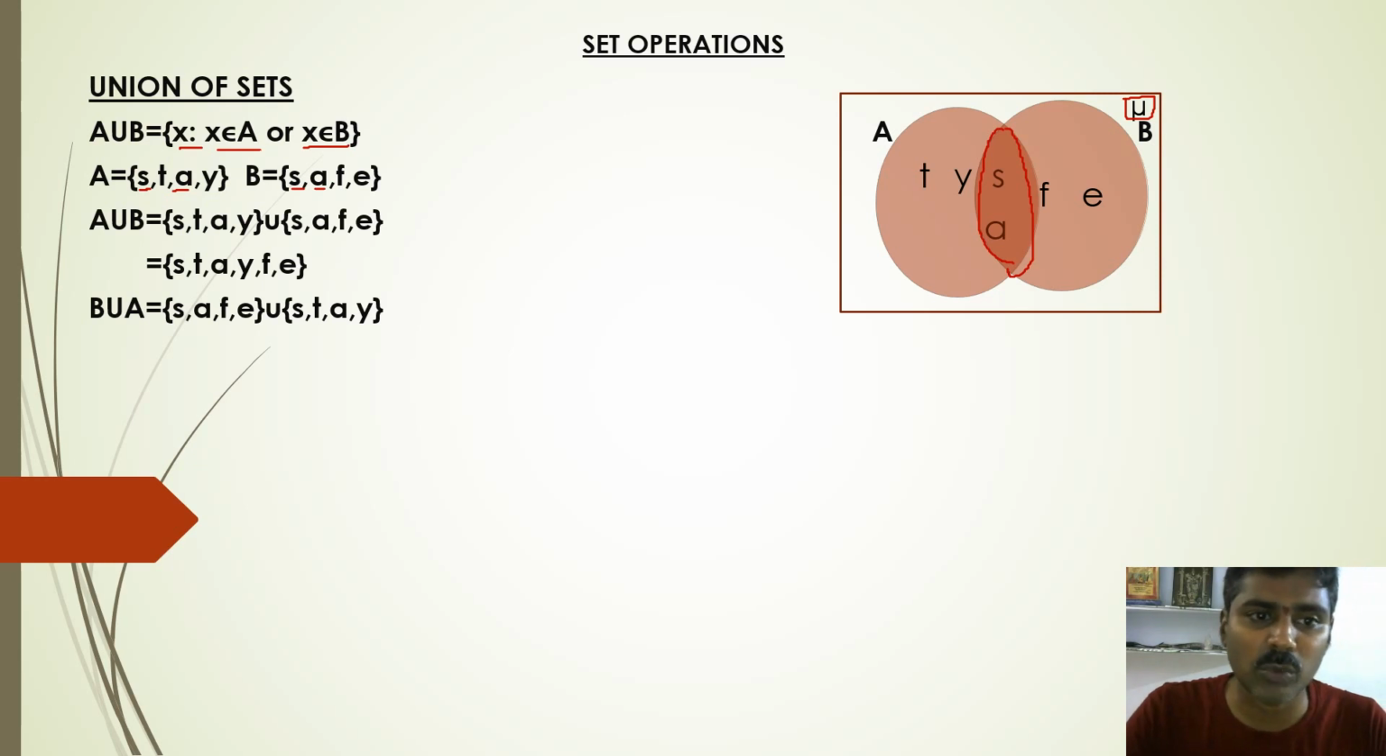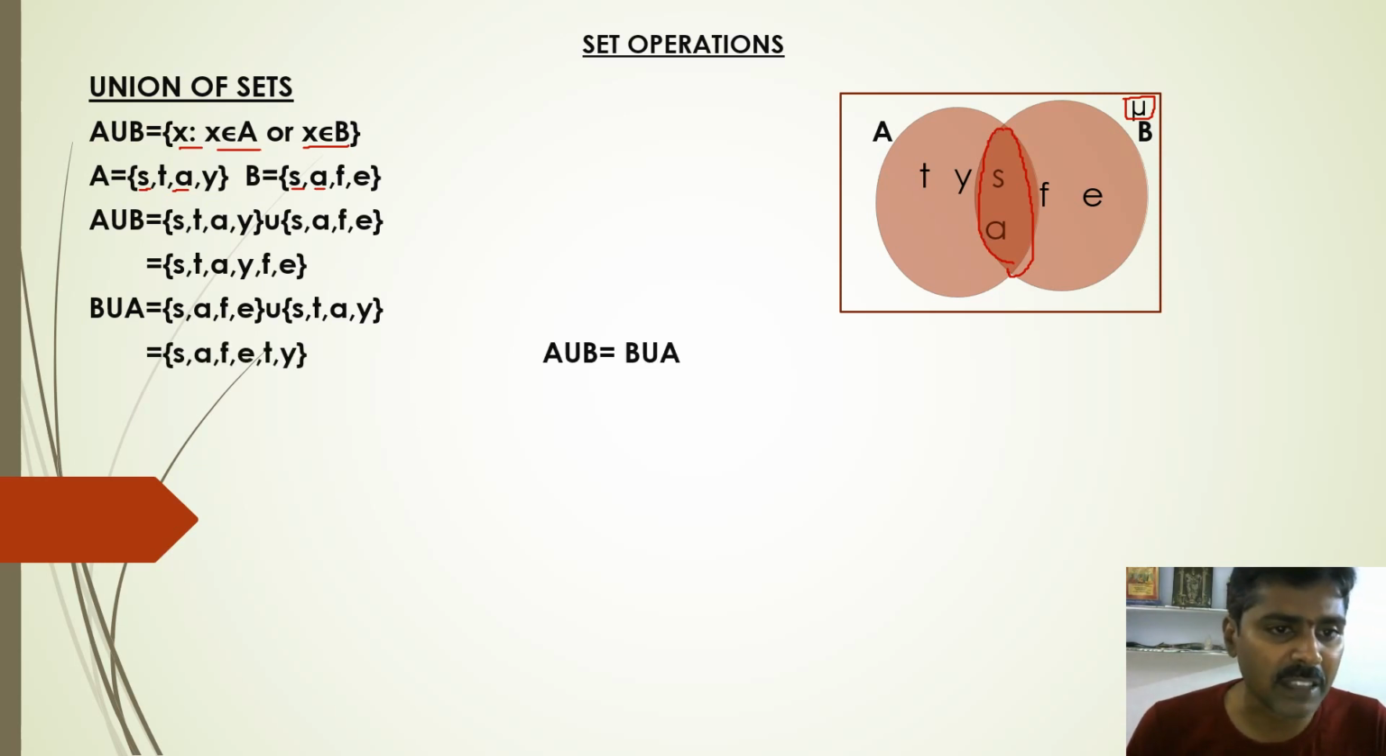The same thing is union: adding all the terms. If you write Andhra Pradesh in one state and then Telangana, you need not mention Andhra Pradesh again. That's the thing I have done here. Similarly, if we go with B union A, B is SAFE, union STAY, stay safe.